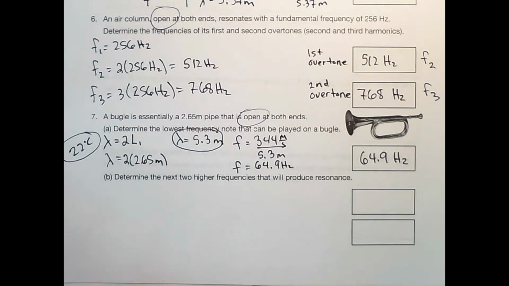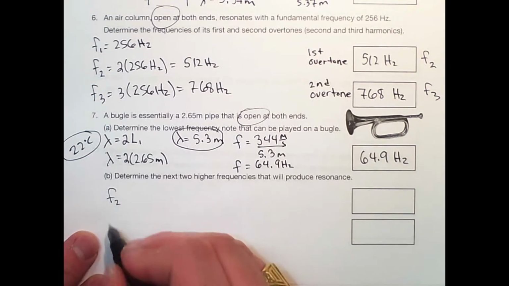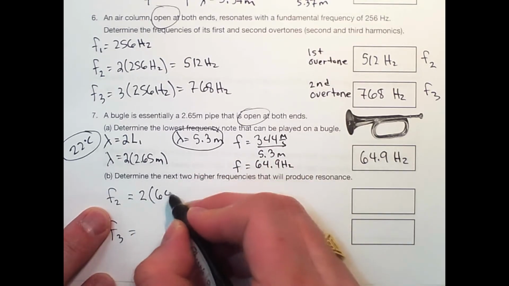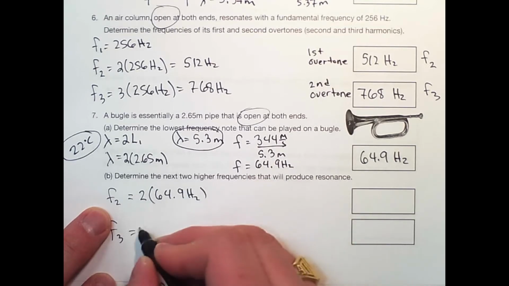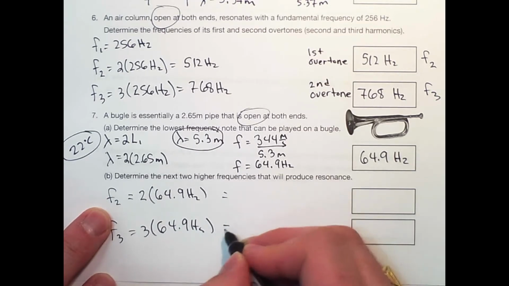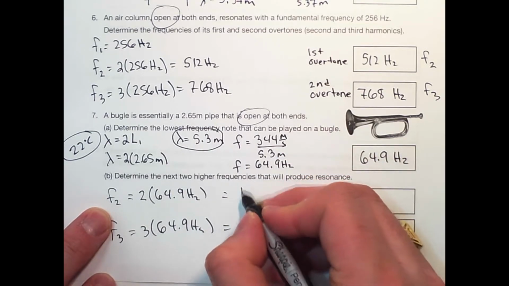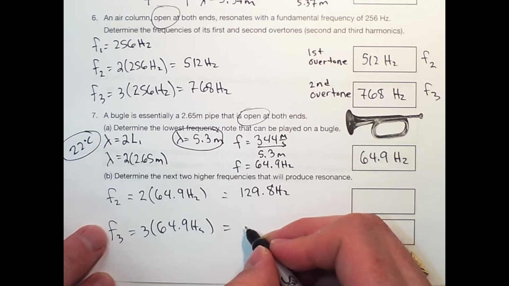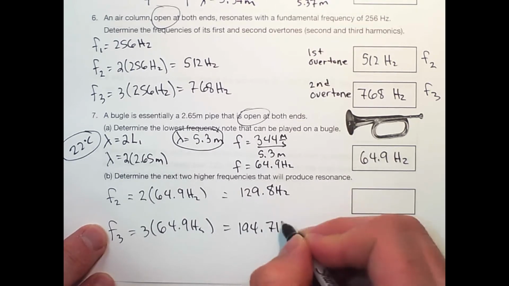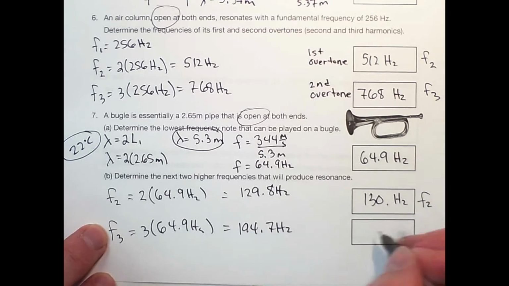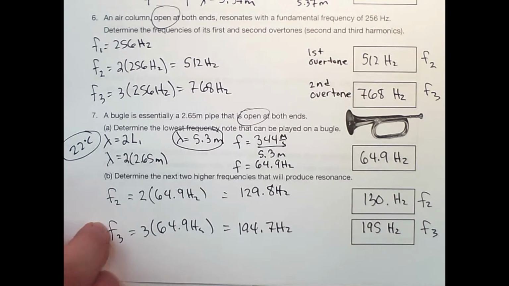Determine the next two higher frequencies, so the first and second overtones. The second one will just be double the first, and the third one will be triple the first. So the first overtone is 129.8 hertz, and the second overtone is 194.7 hertz. So 130 will be F2, 195 hertz will be F3.